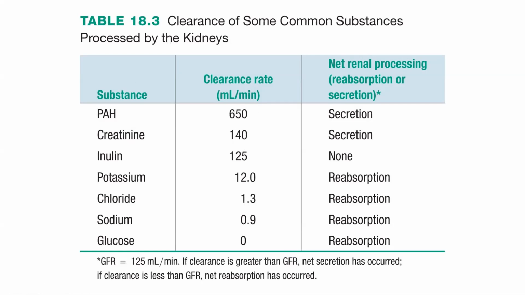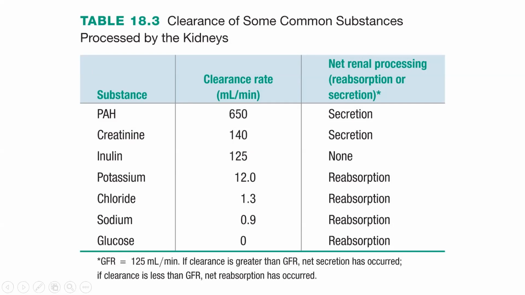And what we can deduce, the relationship that I want you to deduce here, is that if the clearance is equal to the GFR, then the substance is neither secreted nor reabsorbed. And that is the case with inulin. So inulin has a clearance rate that is the exact same as our GFR. And so this means that the exact amount that was filtered is the exact amount that's coming out in the urine, at the same rate, 125 milliliters per minute.